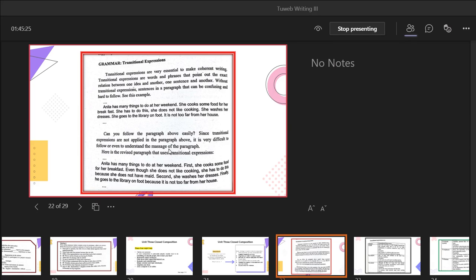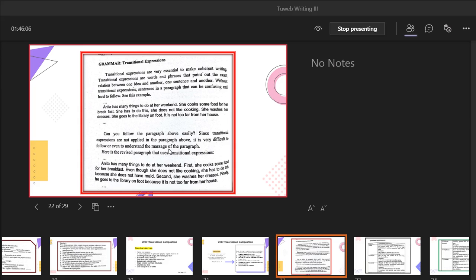Coba kita baca, ada satu orang yang pakai itu, yang dari Anita sampai her house. Ada yang bisa baca? Oke, Mbak. Oke, coba yang dari itu. Can you follow the paragraph above easily? Bisa nggak dimengerti paragrafnya?